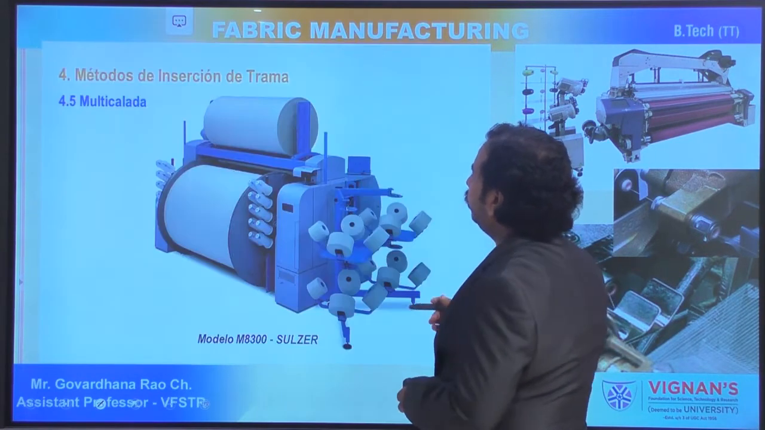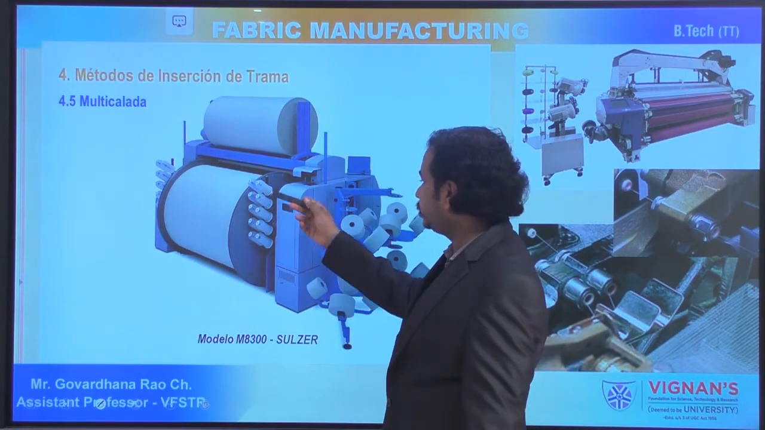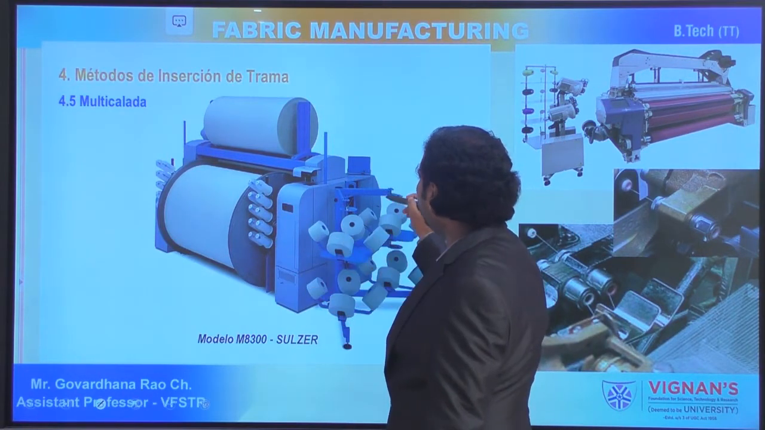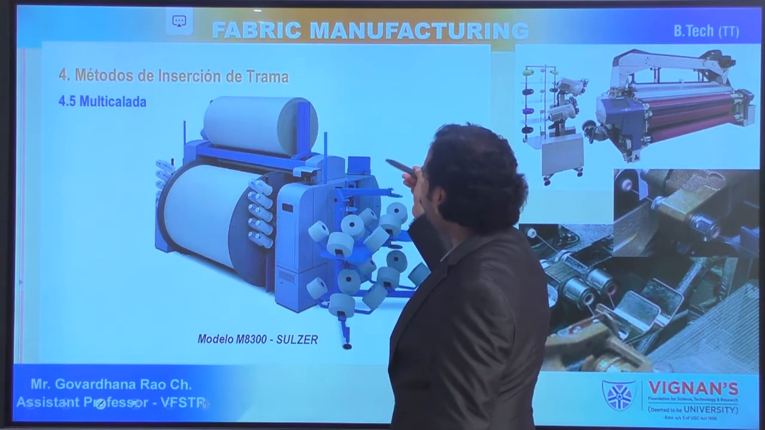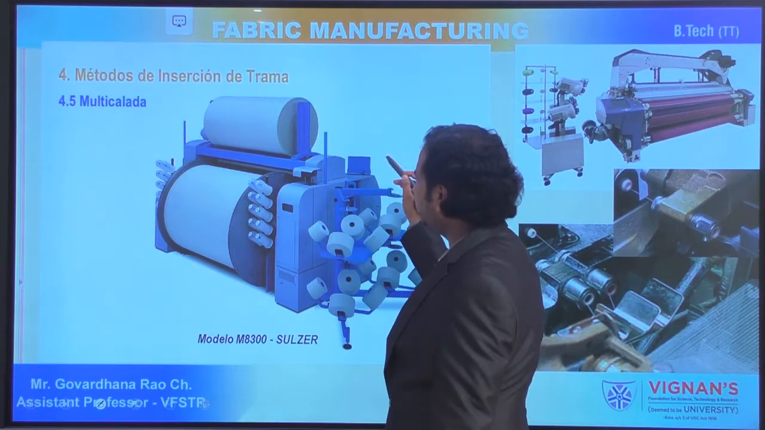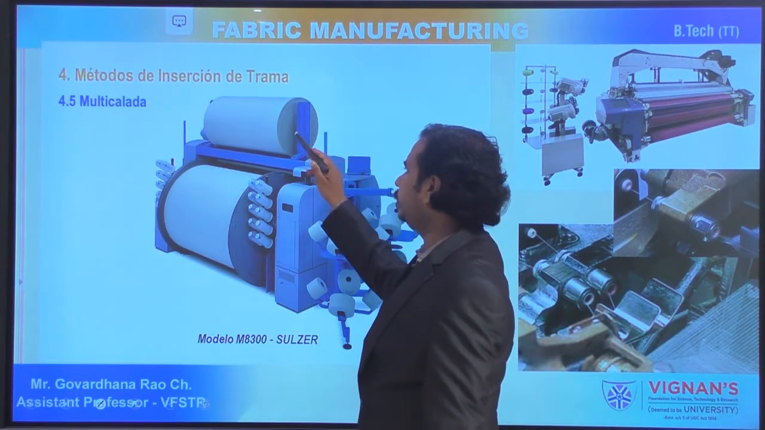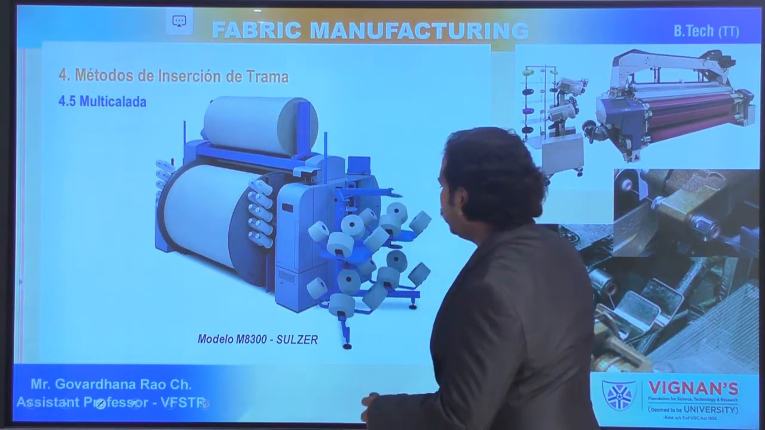Now, this is how the warp beam is, as I told, at the back side of the machine. The warp sheet is going, and at that side we have the shed forming elements and the weft elements, everything. That is, weaving elements are present. After weaving, the fabric is going to wind on to the cloth roller.